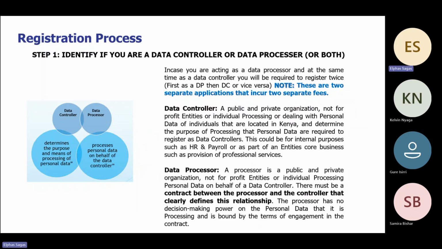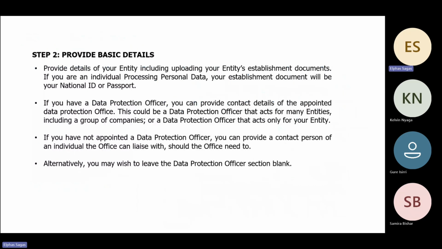The second step is to provide basic details. And these basic details are very important. You need to know your legal establishment documents, because this will assist you in terms of deciding which category you fall into. So if you have a certificate of incorporation, or you are a society, you're an NGO, churches are registered under NGOs, we have institutions registered under not-for-profit, and they have their legal establishment documents, which is very important.